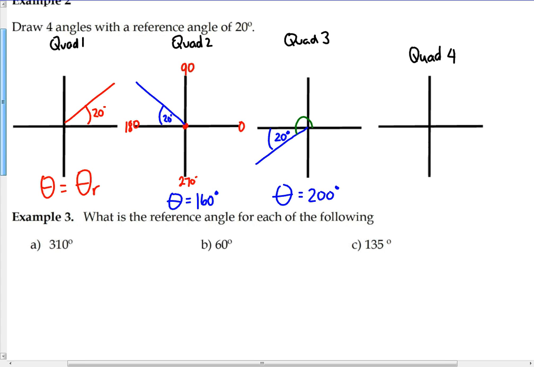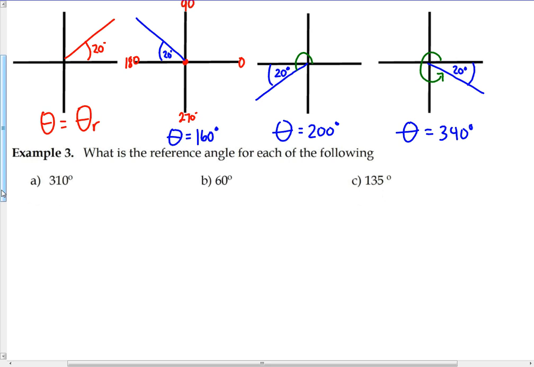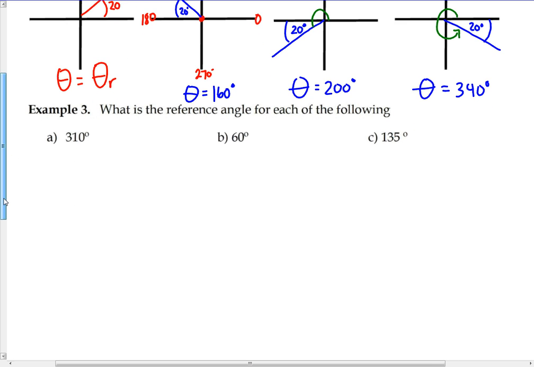And quadrant 4, a reference angle of 20. Again, remember it's between the x-axis and terminal arm. What would be the actual rotation angle? 340. We get that by going 360 minus 20. Easy? I hope so. What is the reference angle for each of the following? Do you want to try them yourself? Draw them out, find the reference angle, and then we'll go over it.